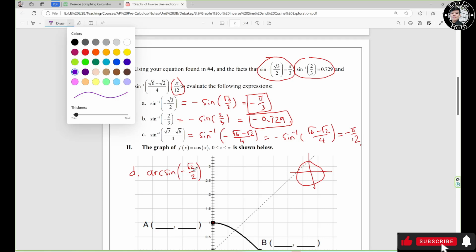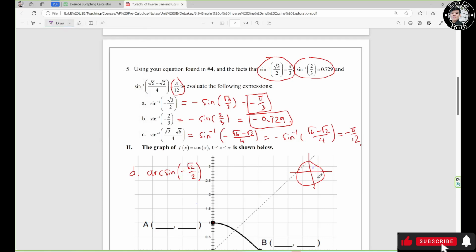Arc sine of negative root 2 over 2, we look at the first and the fourth quadrant right here, because this is the range of the sine inverse function, right? So this one is pi over 4, which means root 2 over 2 and root 2 over 2, right? And then this one is 7 pi over 4, and it's going to be root 2 over 2 and negative root 2 over 2, right? Now, outside we look for the y values, right? So the y value is going to be right here.